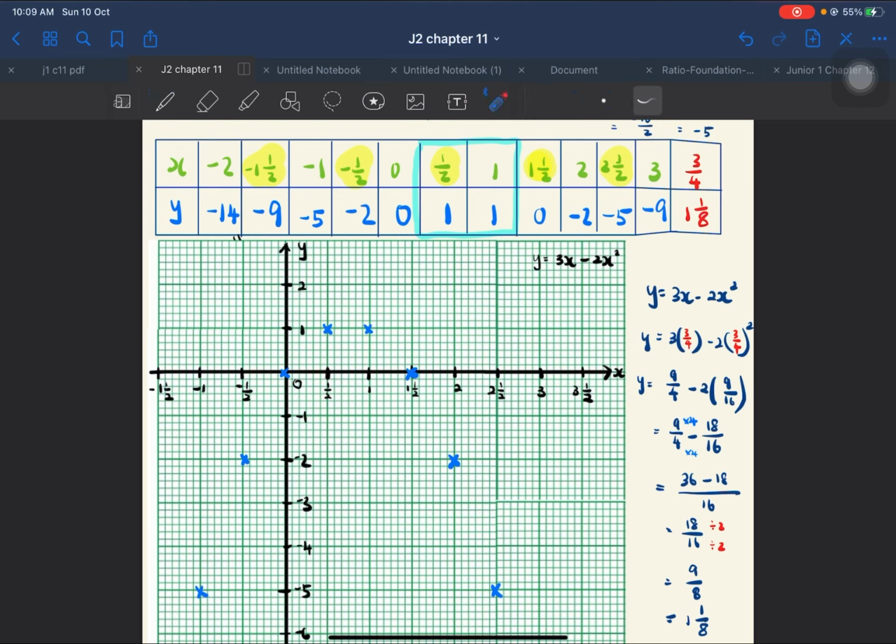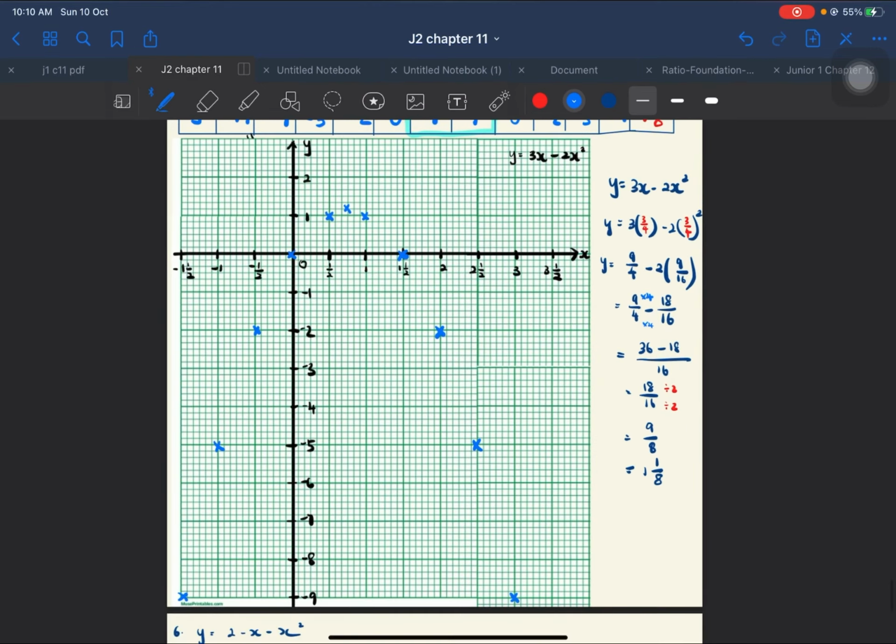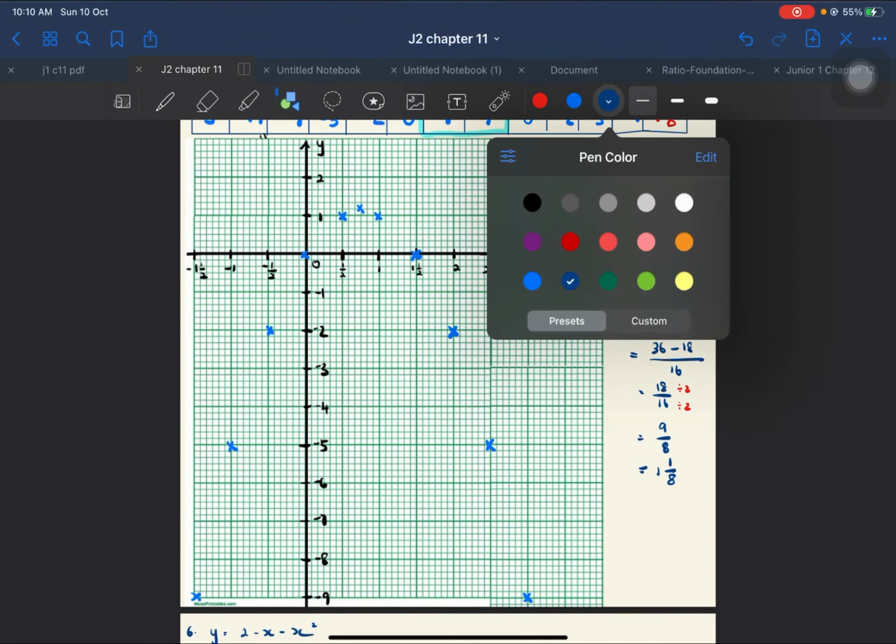And now we're going to plot this one. Approximately it will be here. And now you may connect your graph using your pencil.